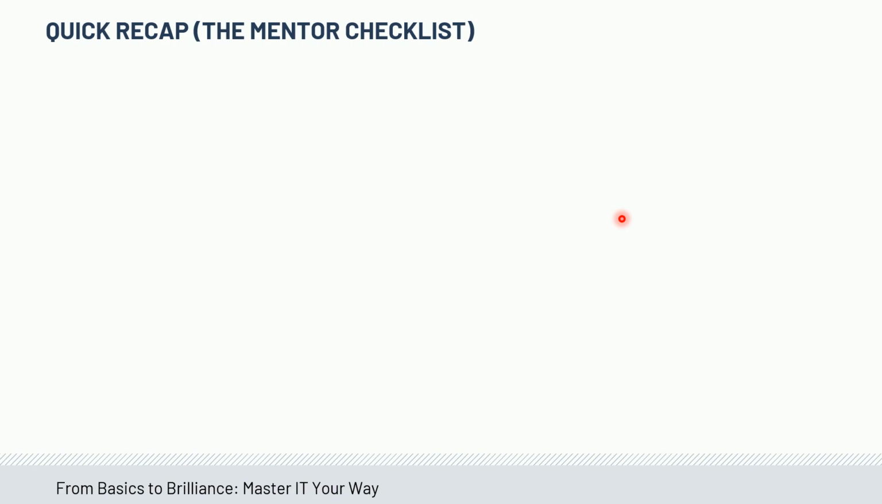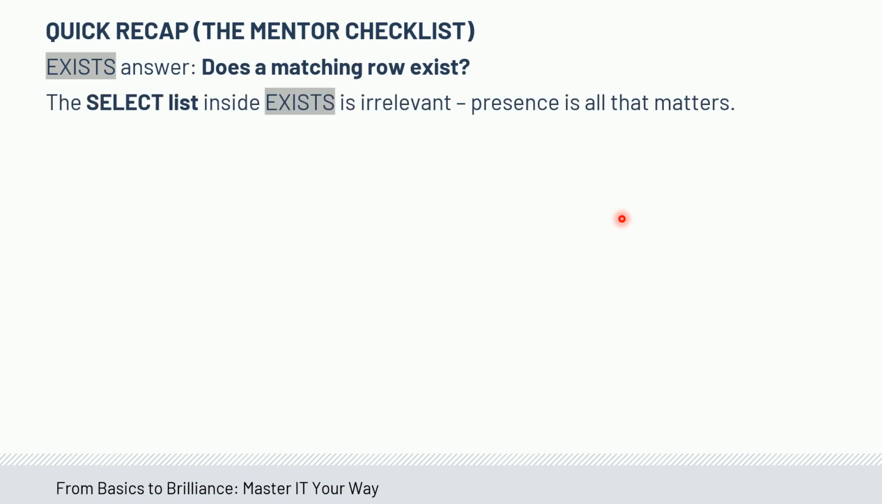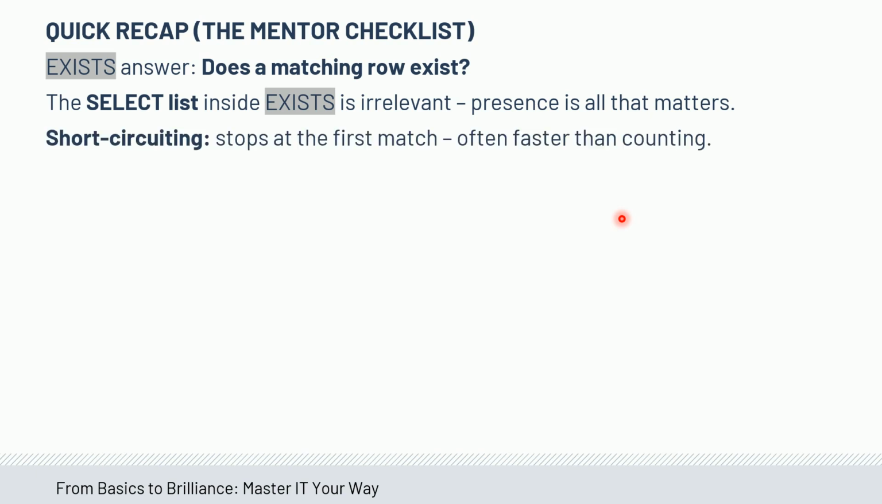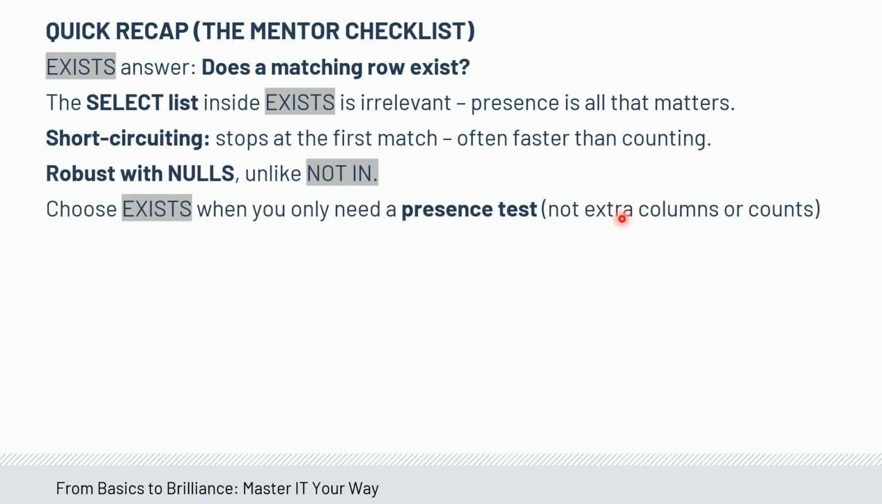So a quick recap, the mentor's checklist. EXISTS answers: does a matching row exist? The select list inside EXISTS is irrelevant. Presence is all that matters, so we only do SELECT 1, then we move. Short-circuiting, which stops at the first match, is often faster than counting, and it's robust with NULLs, unlike NOT IN. So choose EXISTS when you only need a presence test, not extra columns or count.